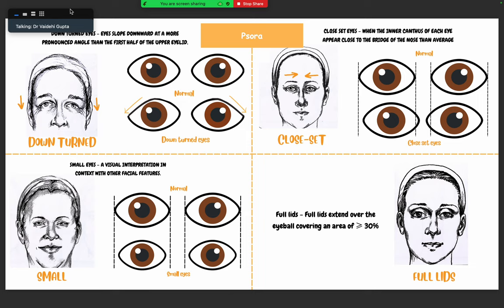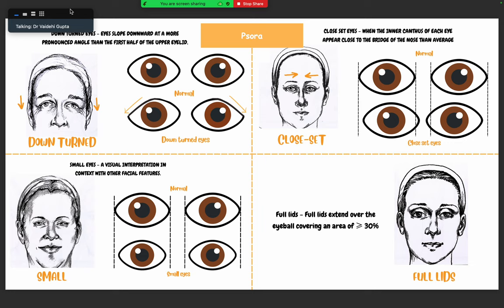So this is called small eyes, in context to the comparison of other facial features. In the sketch, we can see the upper one is the normal eyes, while the lower one is the small eyes, which is quite small in size compared to the normal one. Now the fourth one is full lids.